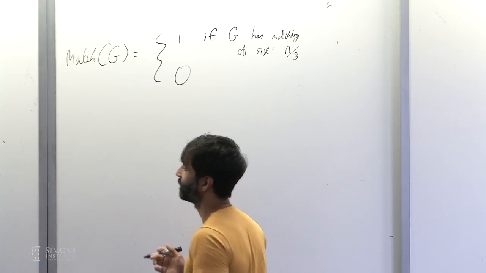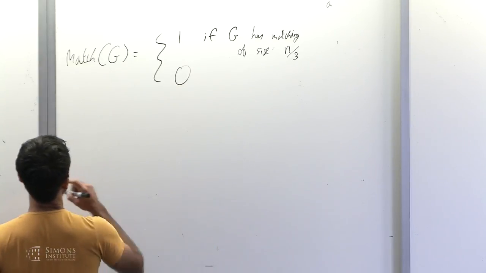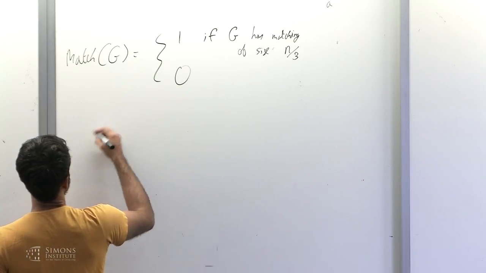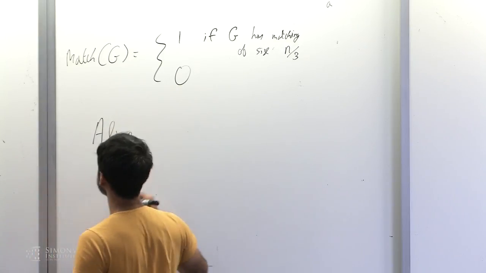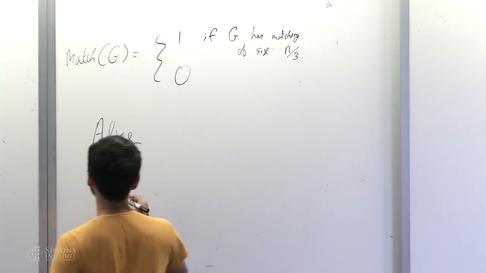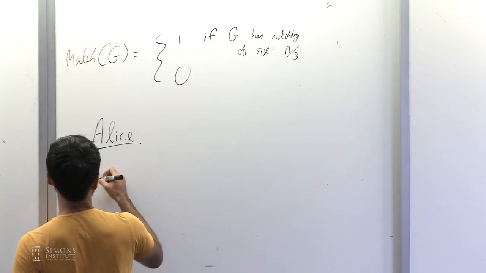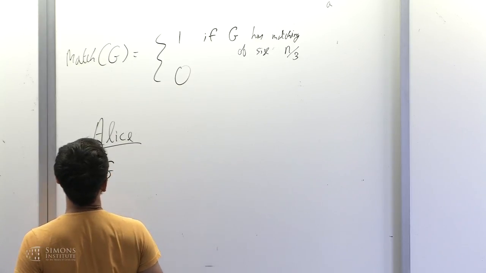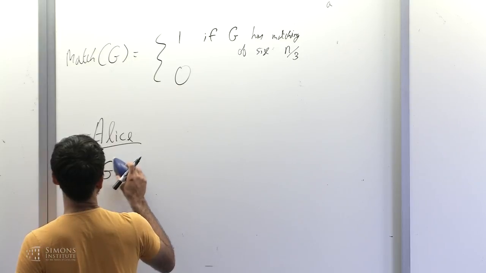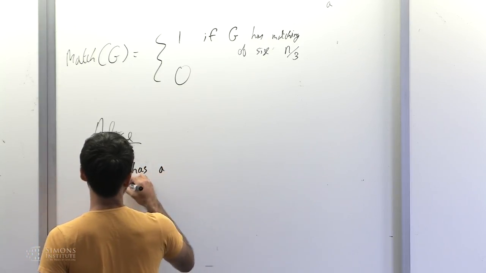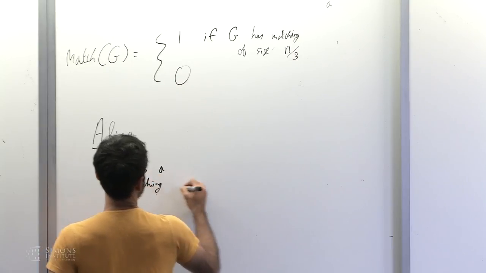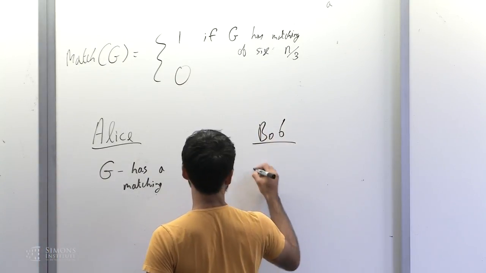So here's a natural thing you can do. Suppose you somehow construct a low depth circuit. Here's something that Alice and Bob can do with such a circuit. Suppose Alice has a graph, let's say G, that has a large matching. And Bob has a graph that does not have a matching.